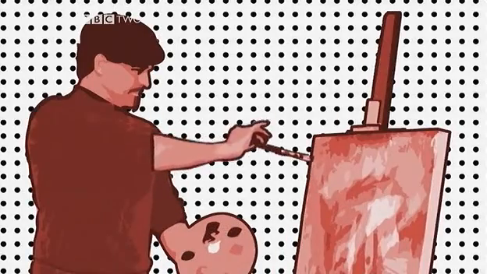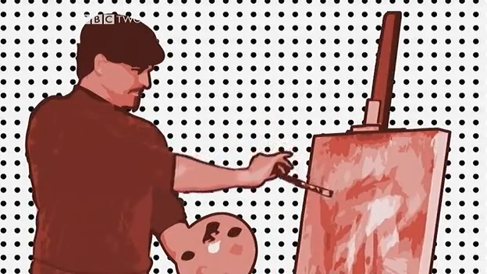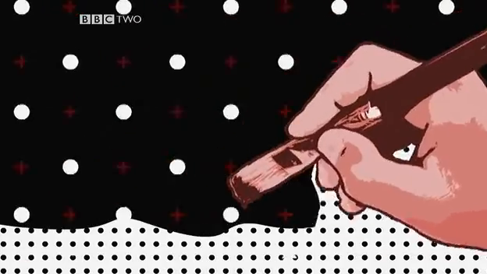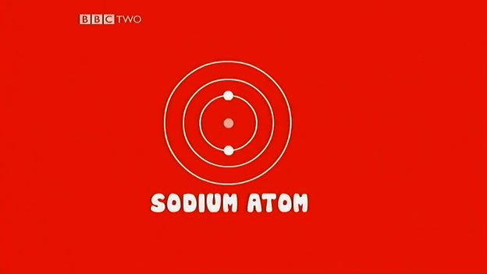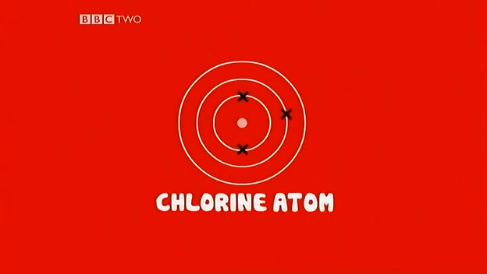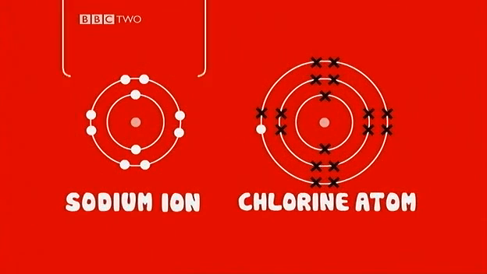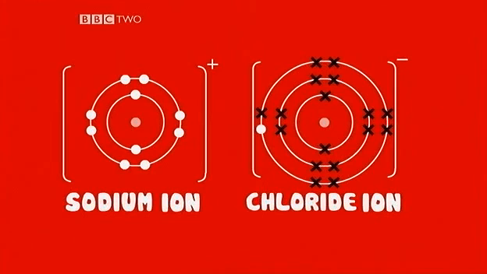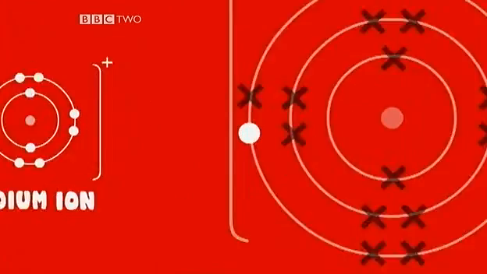One of the things you will need to be able to do is draw a dot and cross diagram to show the ions in some common ionic compounds. Take sodium chloride, for example. Draw the metal ion, in this case sodium, using dots for the electrons. Draw the non-metal ion, chloride, using crosses. The electron that is transferred to the non-metal is shown as a dot, indicating clearly that it has come from the metal atom.